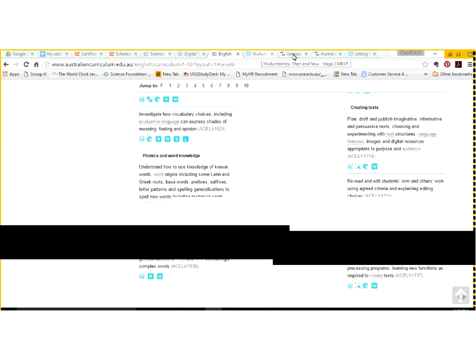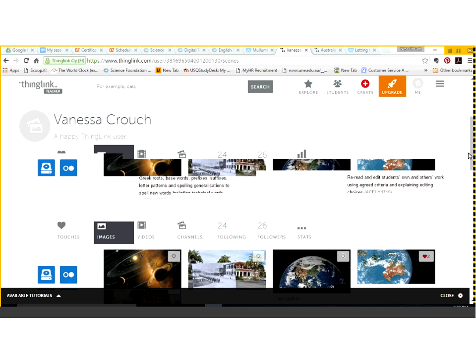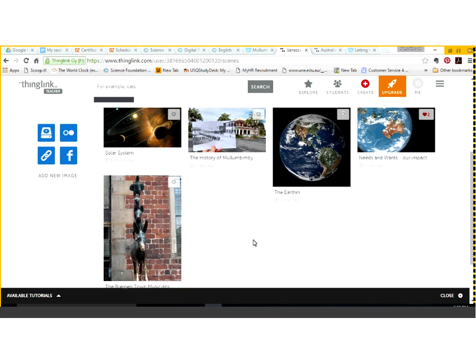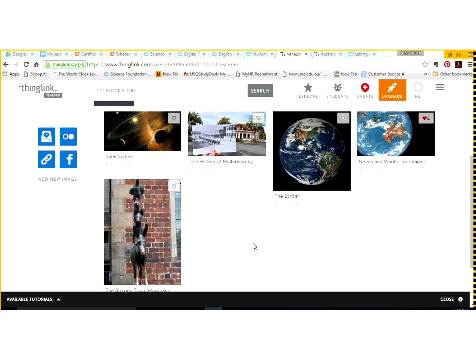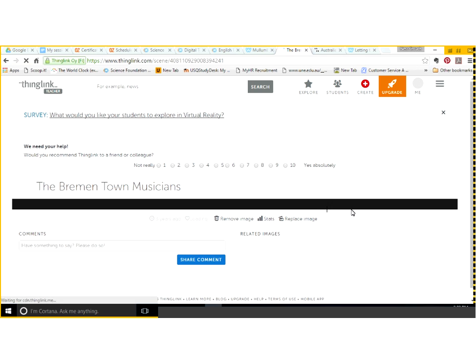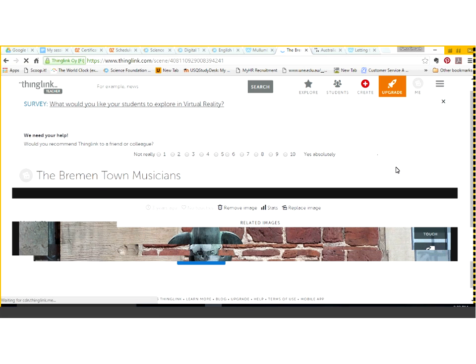Okay, so I'm going to go back out to the web and go to my ThingLinks. What you can see here are some of the ThingLinks I've created for my classroom. Some of them are my own images, and some are images that I've collected from the internet. For example, we'll look at the Bremen musicians. This is one of my own images, and it was part of a unit on traditional tales.